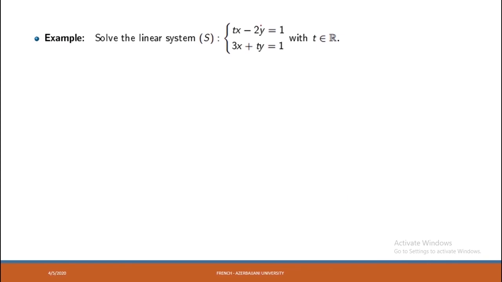Example, solve this linear system. Here t is a real number. Here we use Cramer method. First we calculate the determinant of t, minus 2, 3, t. It will be t squared plus 6, which is different from 0. Because of this, the system has a unique solution.